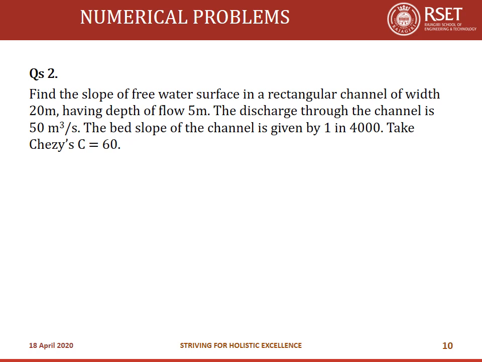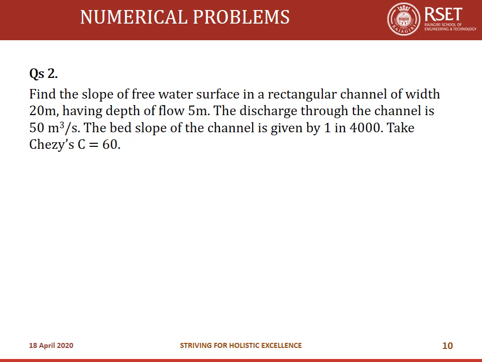Find the slope of free water surface in a rectangular channel of width 20 meter having depth of flow 5 meter. The discharge through the channel is 50 meter cube per second. The bed slope of the channel is given by 1 in 4000. Take Chezy's C equal to 60.